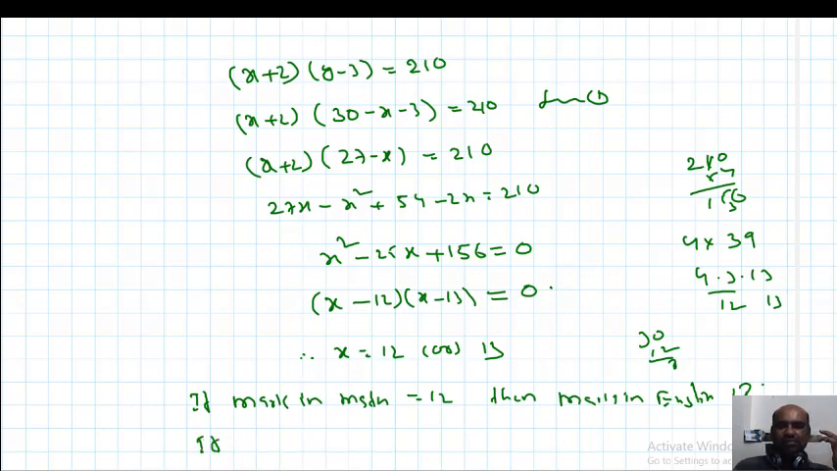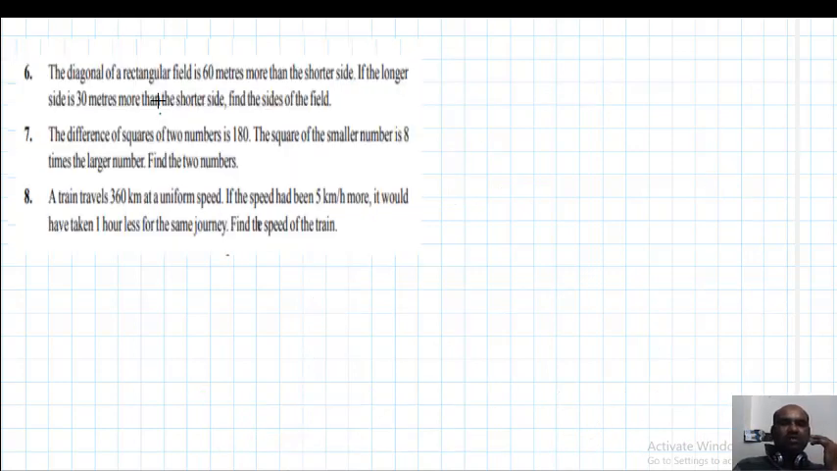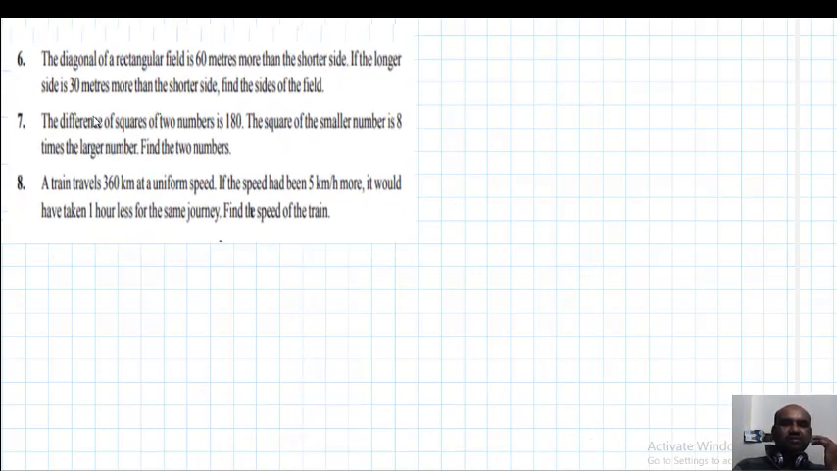If marks in maths equal to 13, then marks in English is 17. Okay, since that is done, our next problem, the sixth problem.